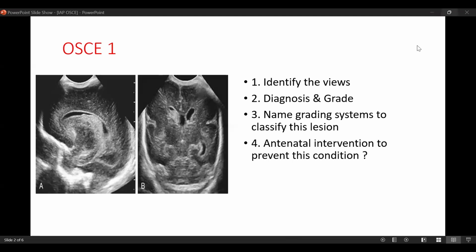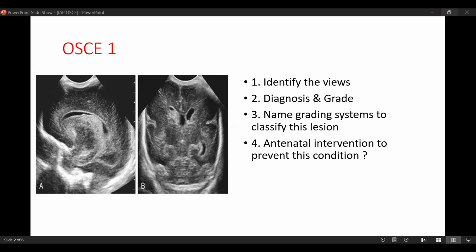Okay, it is a cranial ultrasound. Everyone is answering correctly. And what you are seeing, what are the views in this? The first one is a parasagittal view, not exactly sagittal. And the second picture, image B, is showing the coronal view.